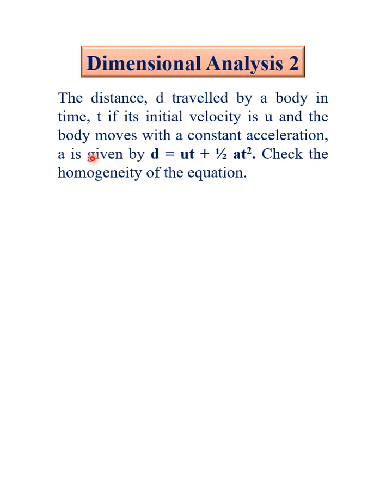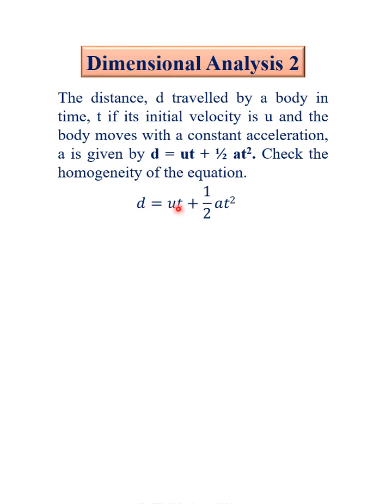And we have a question here that says the distance d traveled by a body in time t, if its initial velocity is u and the body moves with a constant acceleration a, is given by d equals ut plus half at squared. Check the homogeneity of the equation. So we have been given this equation, d equals ut plus half at squared.